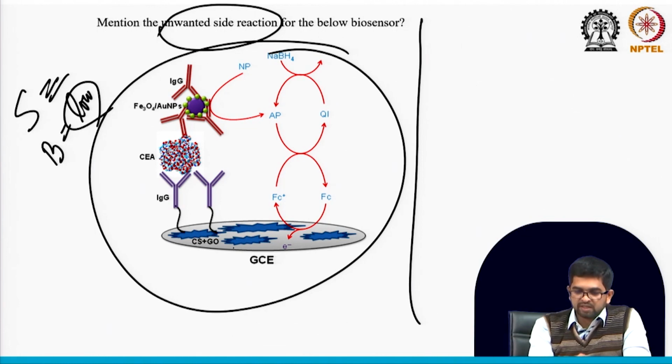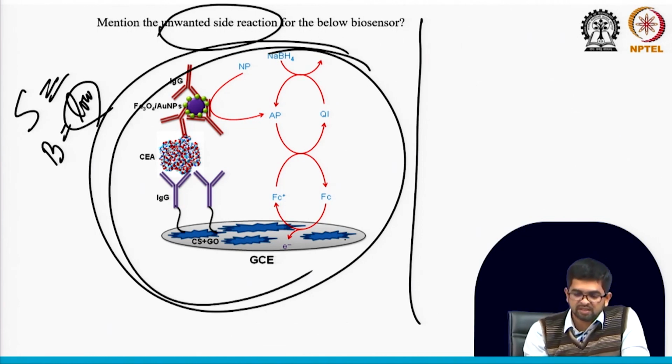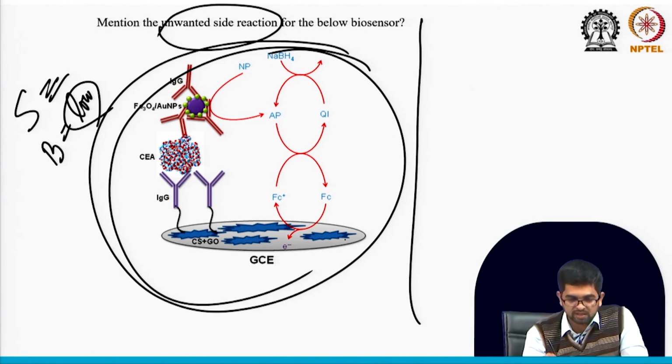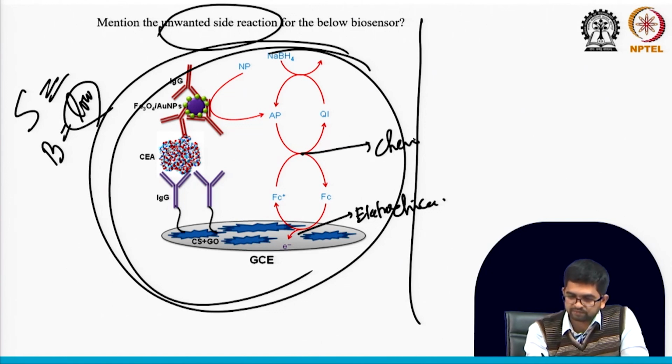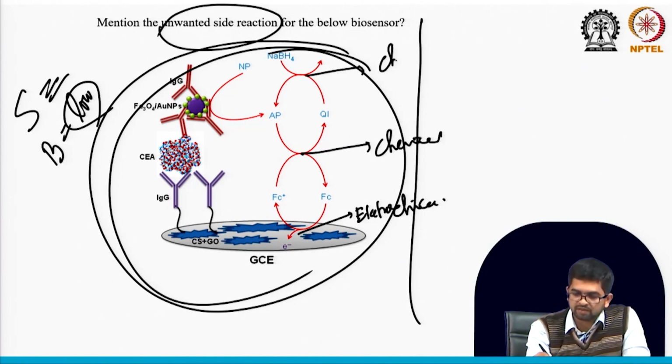See, if I provide you this kind of reactions, you can first think this is a redox cycling reaction, right, and you just see here the electrochemical, and this one chemical, this one again chemical.